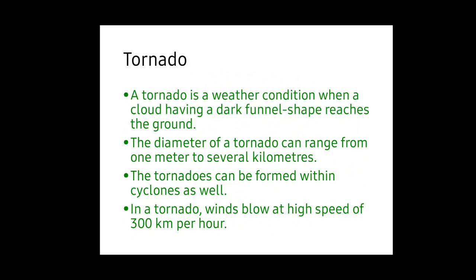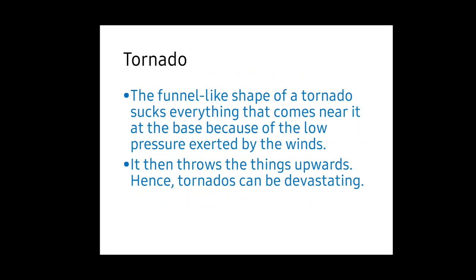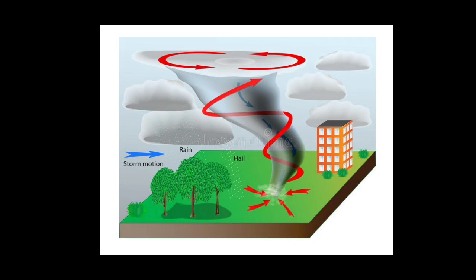In a tornado, wind blows at a high speed of 300 km per hour. See, in a cyclone, the wind blows at a maximum of 200 km per hour, but a tornado can move at a speed of 300 km per hour. The funnel-like shape of a tornado sucks everything that comes near it at the base because of the low pressure exerted by the winds. It then throws the thing upwards. Hence, tornadoes can be devastating. Here is the picture of a tornado.